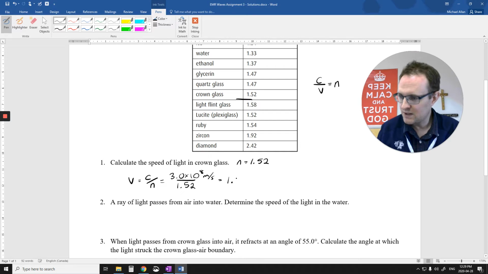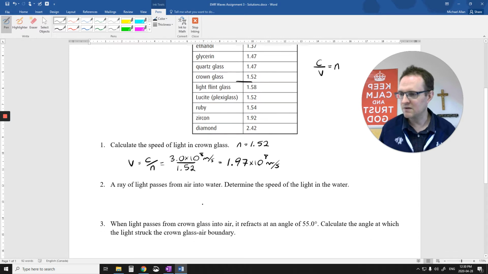And this ends up being 1.97 times 10 to the 8 meters per second. There you go. Pretty good. Still pretty fast, but it slows down about 50%.